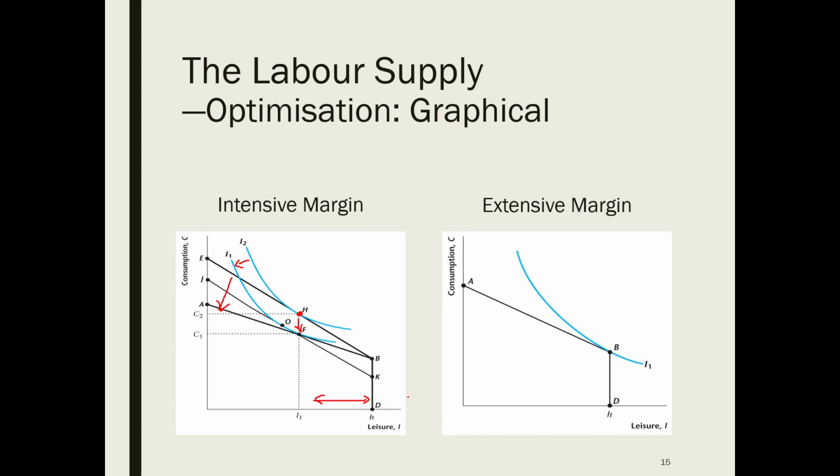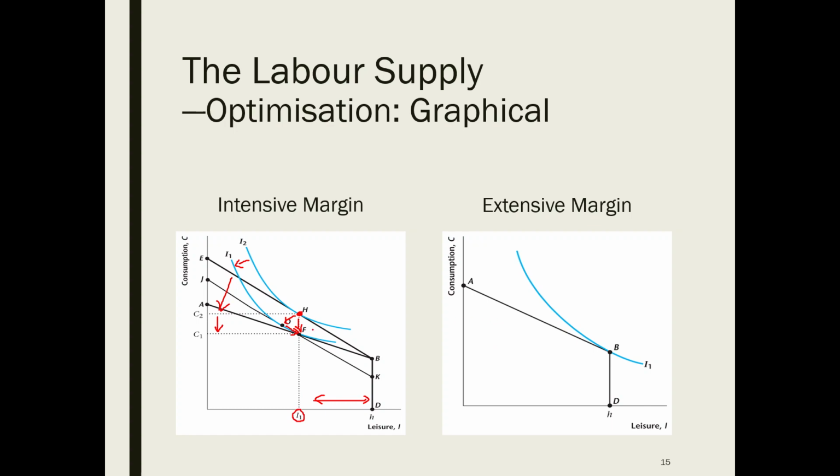You are going to learn how to decompose the total shift into a substitution effect and an income effect in microeconomic theory. In this case, the income effect is from H to O, and the substitution effect is from O to F. The two effects perfectly cancel out their influences on labor or leisure time, but consumption drops from C2 to C1. This is called the intensive margin because the optimal choice determines how intensive the consumer works.